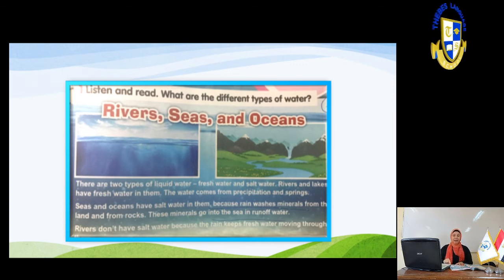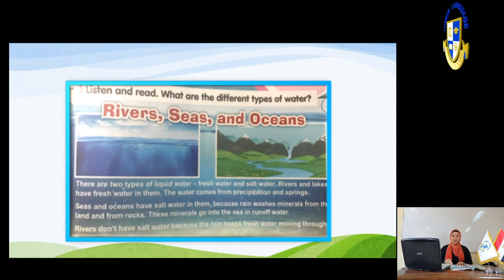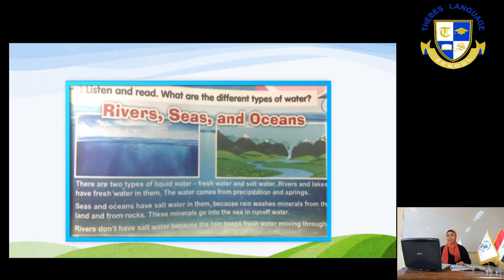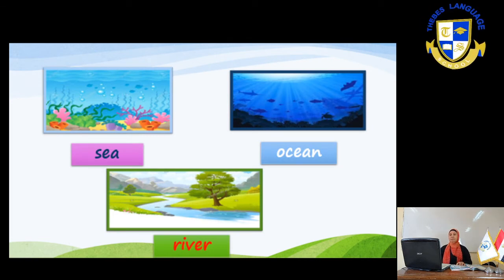Rivers don't have salt water because the rain keeps fresh water moving through them. When they are running, they don't keep salt. Okay, next slide. Here you can see some pictures of the sea, the ocean, and the river.